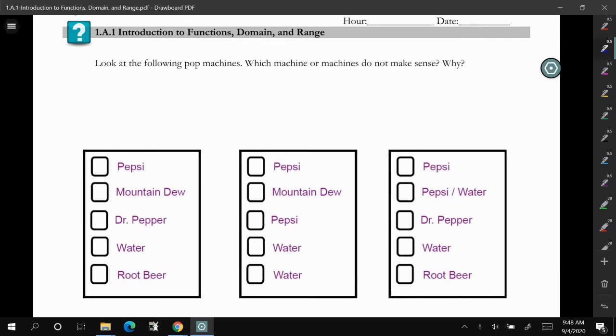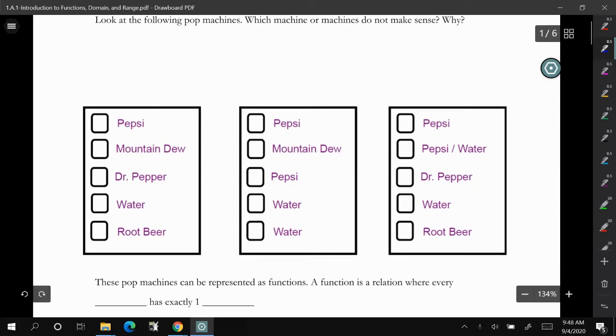We're going to start off this unit talking about functions, domain, and range. And one of the best ways to introduce ourselves to this idea is to think about a pop machine. Let's look at these three pop machines down here. I have one that gives us Pepsi, Mountain Dew, Dr. Pepper, water, root beer. That seems pretty normal.